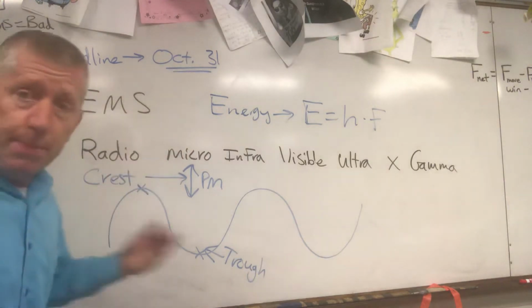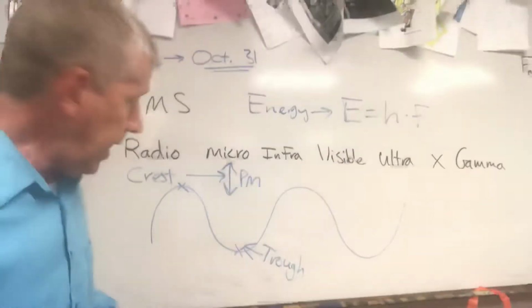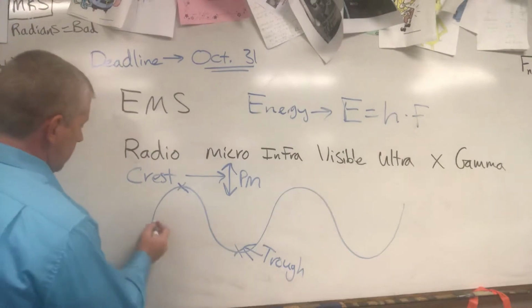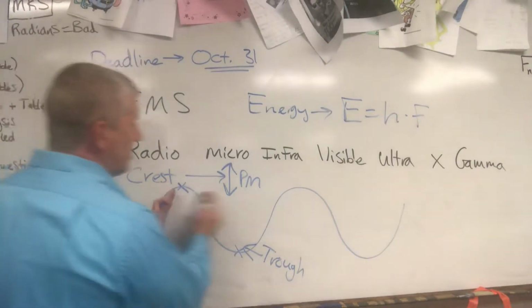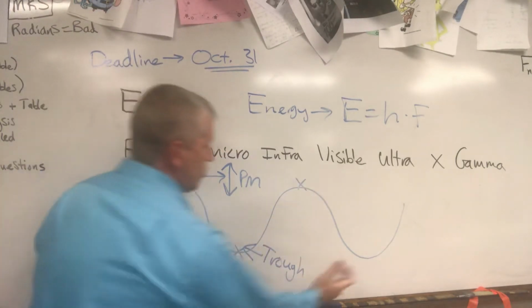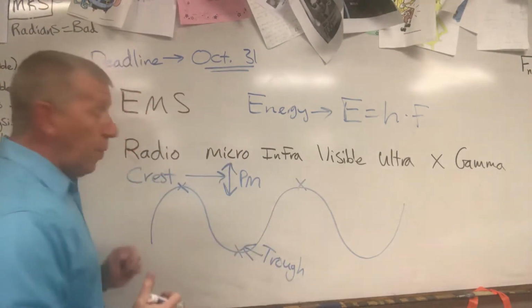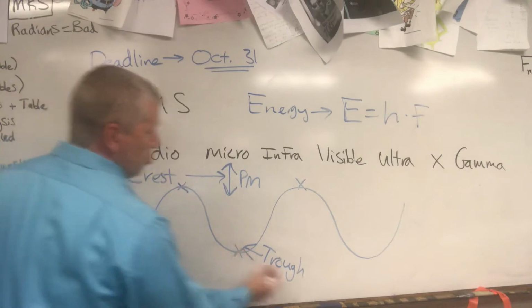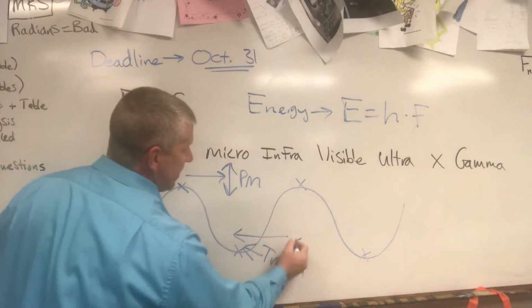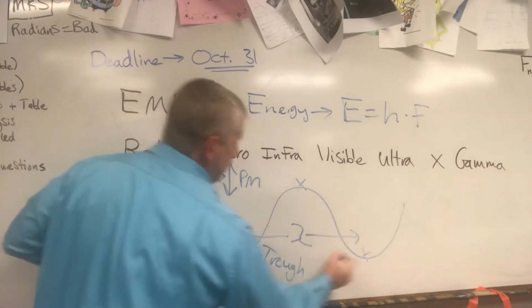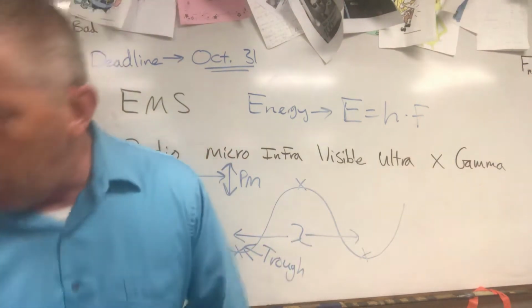Okay, terminology, simple stuff here. Between point to point, so crest to crest, or trough to trough, we have what's called the wavelength. So let's go trough to trough. And this is going to be my lambda.